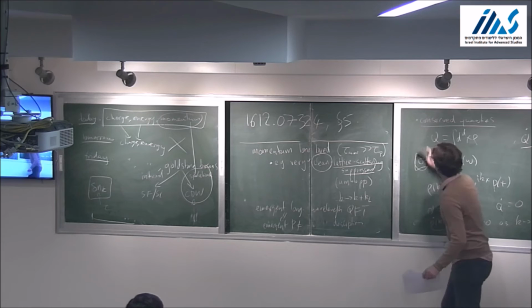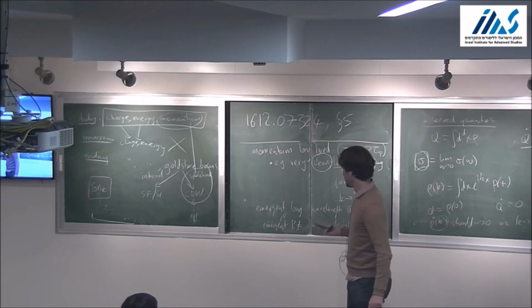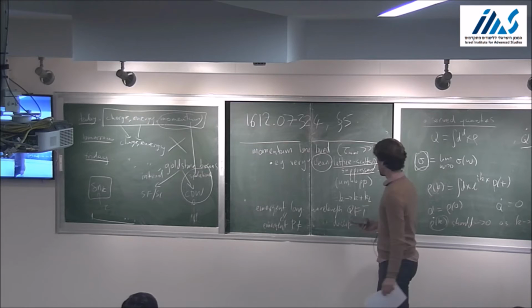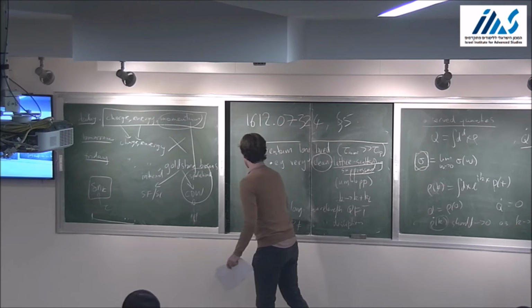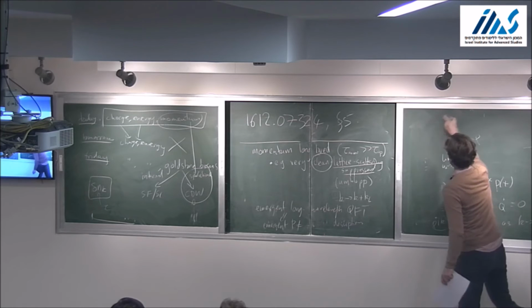Well, it generates translations in the emergent long wavelength description. I refer you to any of the experts. Are you going to write down a Lagrangian? Ask them. For example, to describe the quantum critical points. Yeah, perfect.